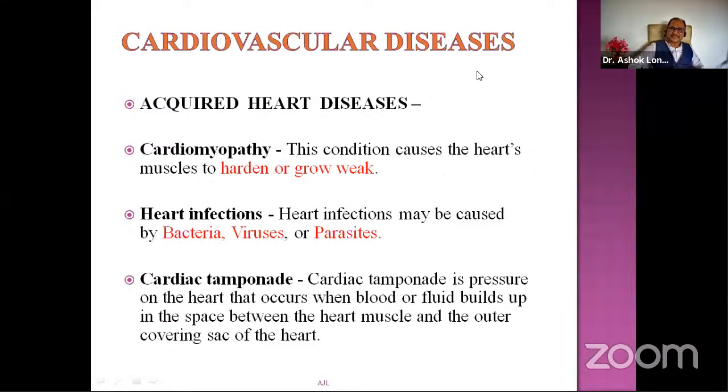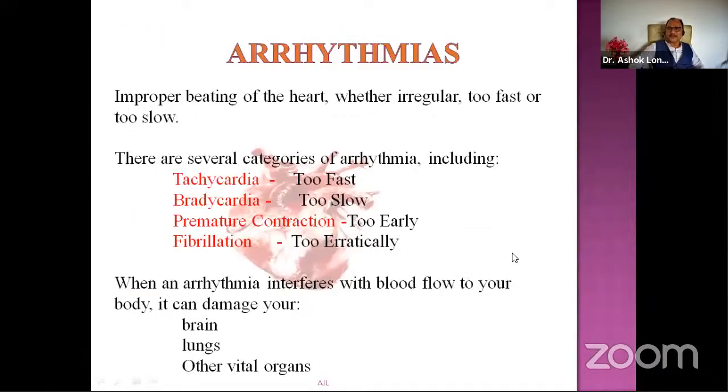Then heart infections. These may be bacterial, viral, or parasitic. We are not going into bacteriology, virology, or parasitology. Then cardiac tamponade. This is also a rare condition. Cardiac tamponade is pressure on the heart from the outside. What is the outside? That is the pericardial fluid. The fluid builds up in the space between the heart muscle and the outer covering, which is the pericardium, and that gives the pressure. I will show the diagram and how it happens.